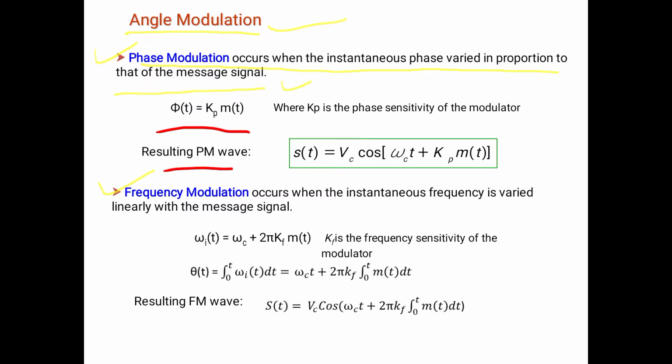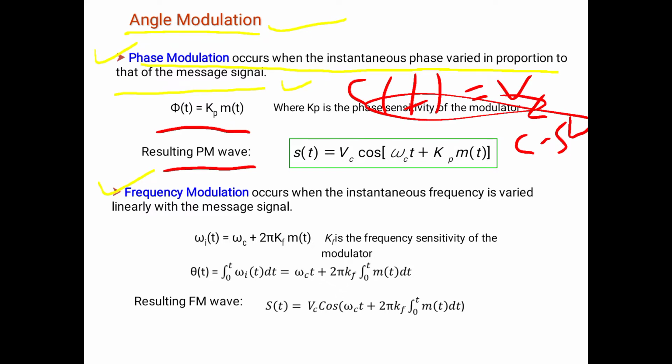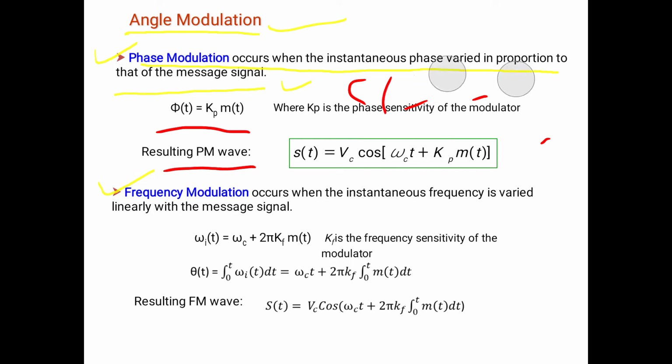And the resulting PM wave: generally our carrier signal is c of t equal to Vc cos omega ct. Here we need to add our phase shift to the carrier signal. Observe, s of t is equal to Vc cos of omega ct plus kp into m of t. This is the resulting phase modulated wave.